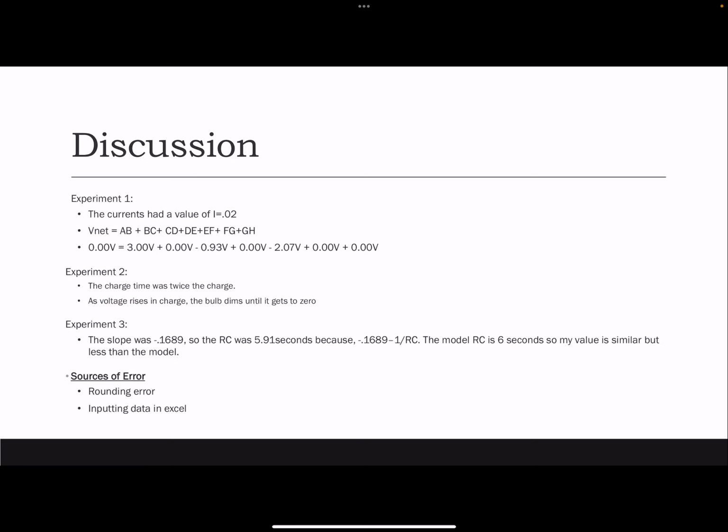For the discussion, in the first experiment, the currents had a value of 0.02, and to calculate the net, basically we added up all the different current values, which, as you can see, only 3 have a non-zero value, which are A, B, C, D, and E, F, and those add up to 0, so that is correct because that's what we wanted.